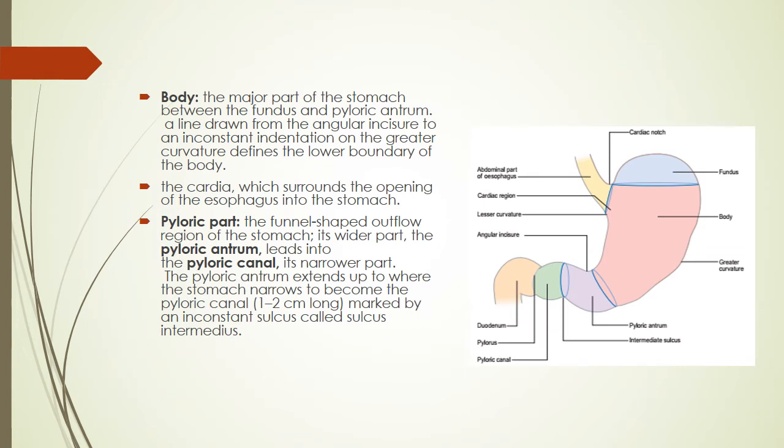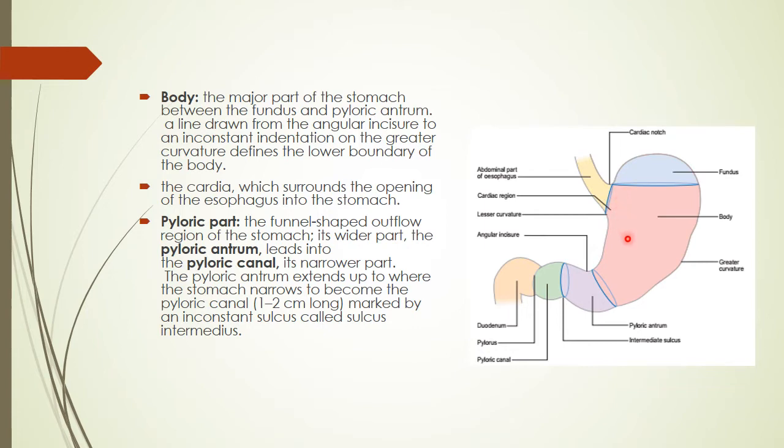The next part of the stomach is called body. When we draw a line from this cardiac notch towards greater curvature and the second line from angular incisure to greater curvature, this area is called body, which is major part of the stomach. The part of the body lying near to esophageal opening or cardiac opening, this part is called cardia.